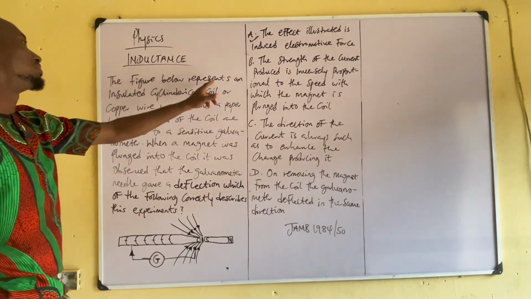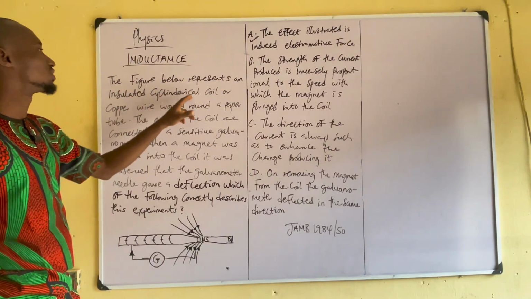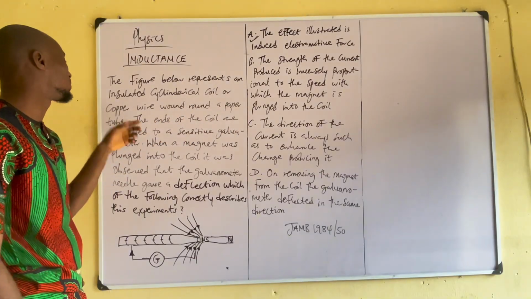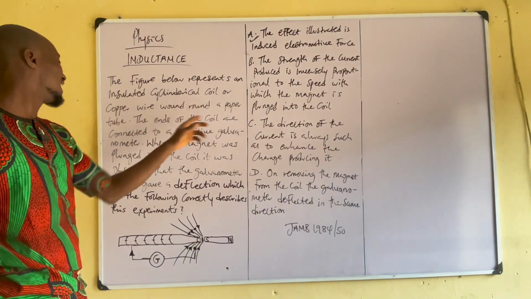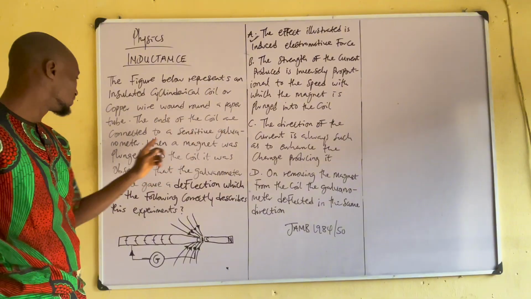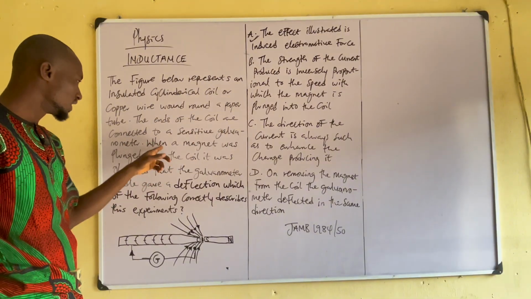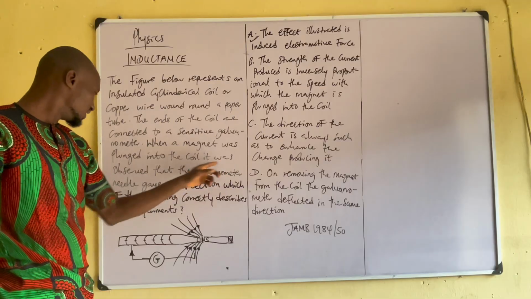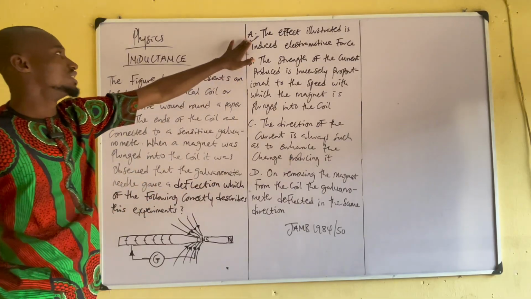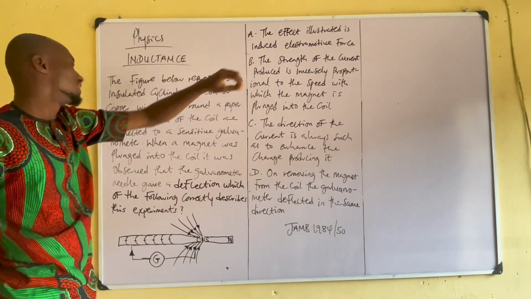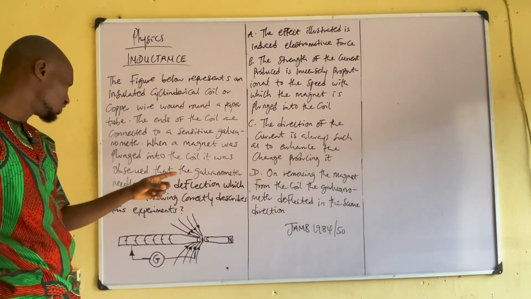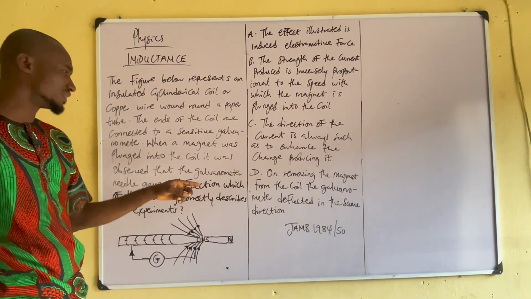The figure below represents an insulated cylindrical coil of copper wire wound round a paper tube. The ends of the coil are connected to a sensitive galvanometer. When a magnet was plunged into the coil, it was observed that the galvanometer needle gave a deflection.